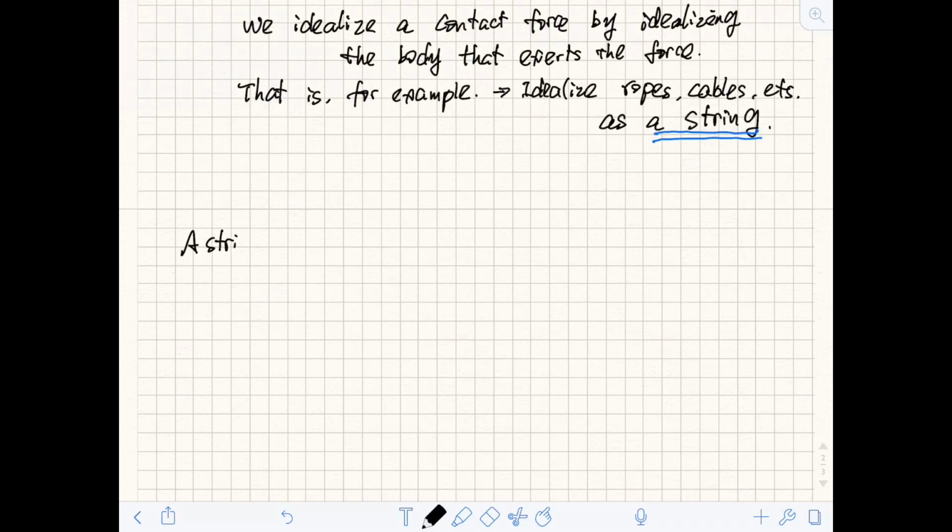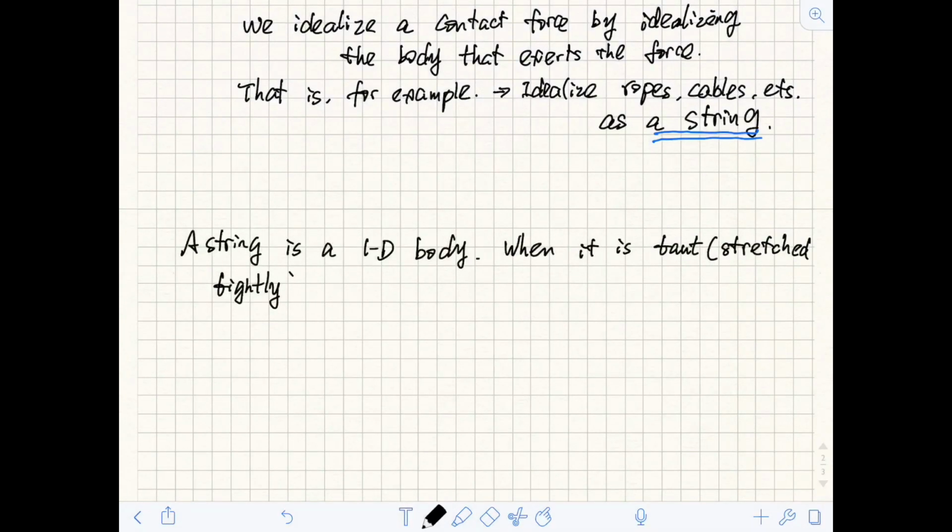And a string is a one-dimensional body. And when it is taut or stretched tightly and attached to another body, it exerts a force.